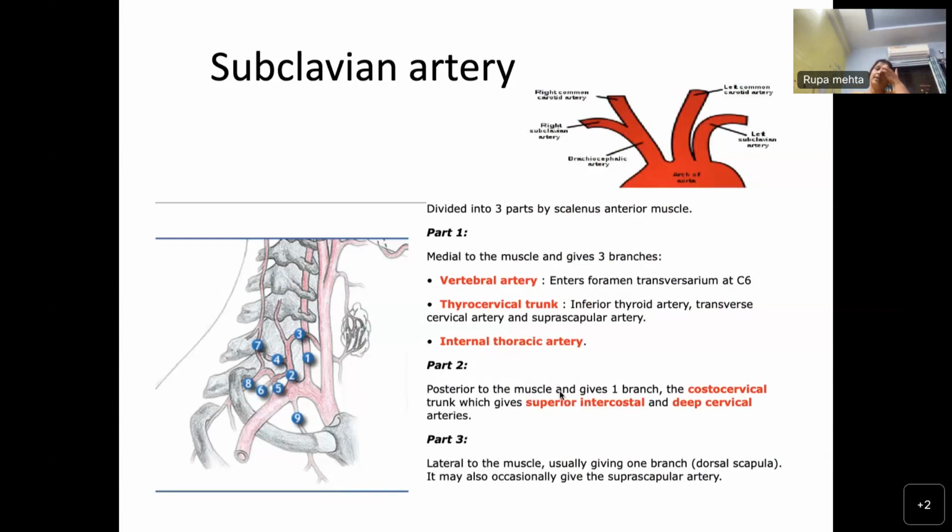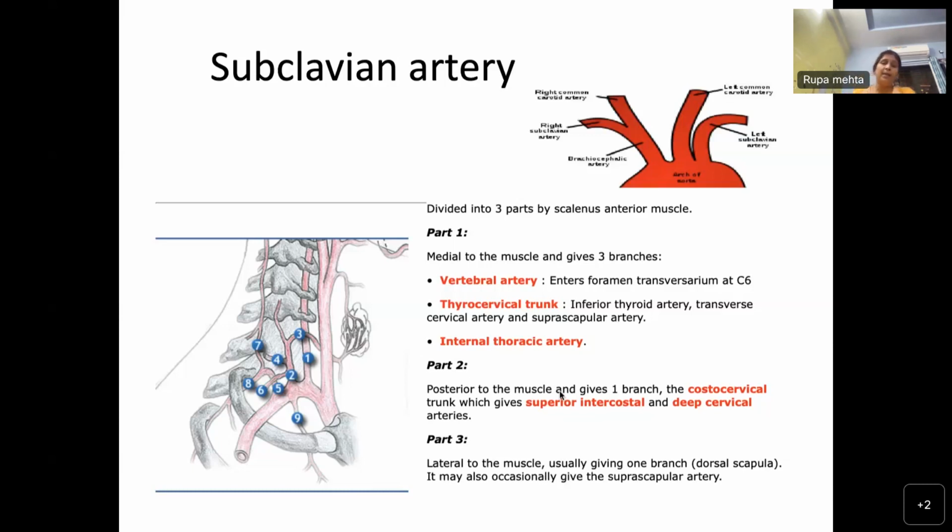Now, the subclavian artery: on the right side, it arises from the brachiocephalic trunk. On the left side, it arises from the arch of aorta directly. Now, it is divided into 3 parts by the scalenus anterior muscle. The first part is medial to the muscle, and it gives 3 branches: the vertebral artery, which enters the foramen transversarium at C6 and travels upward and reaches the brain and helps in the formation of the basilar artery and the circle of Willis. Then the thyrocervical trunk, which gives various branches in the neck: inferior thyroid, transverse cervical, and suprascapular arteries.